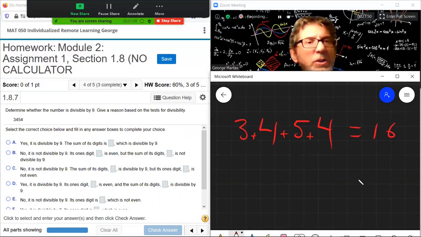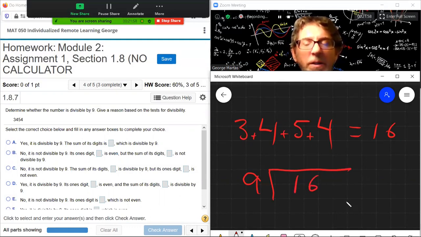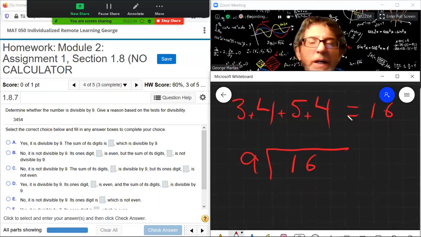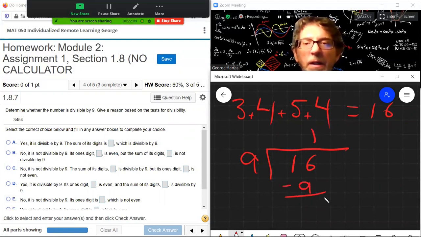Now the question is, does 9 divide into the sum of the digits, which is 16, evenly with no remainder? Let's find out. So 9 divides into 16 one time. 1 times 9 is 9. No, it does not divide evenly. We have a remainder. All right, so it is not divisible. The answer is no. This number, 3,454, is not divisible by 9.